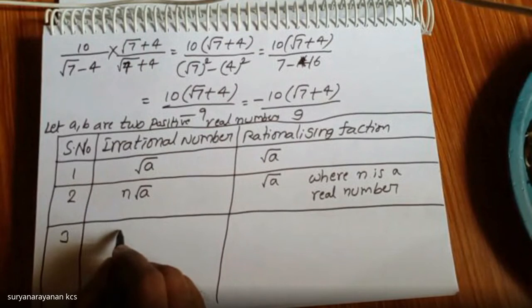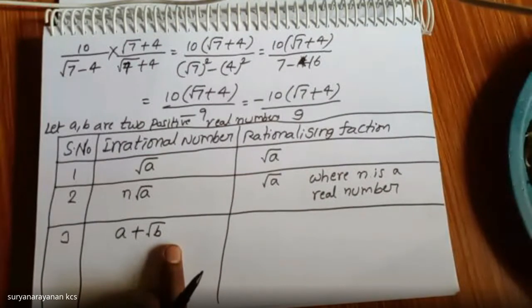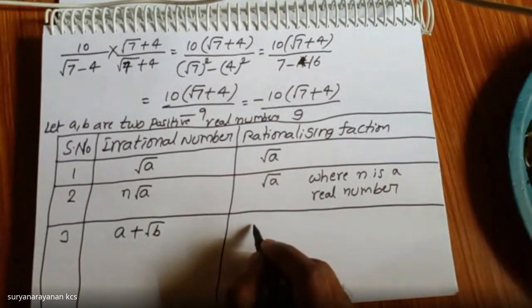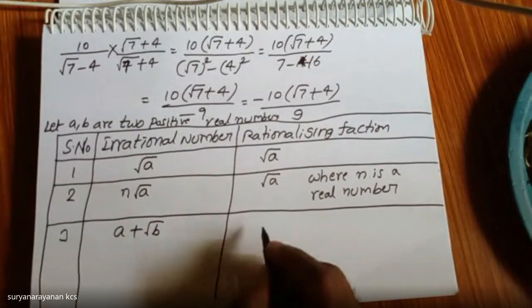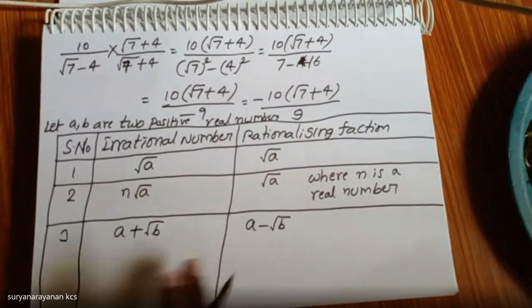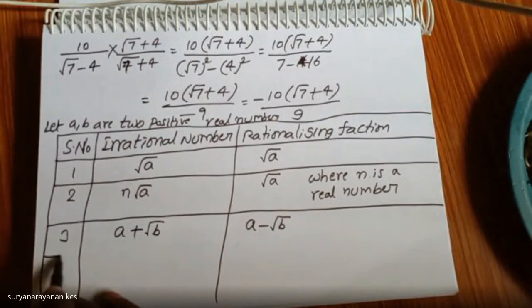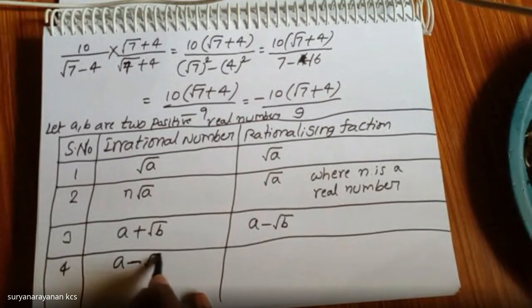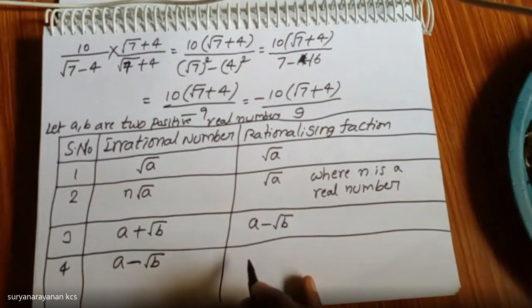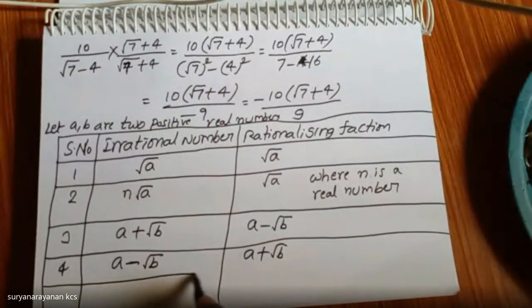Okay, my children. A plus root B. Then what is its rationalizing factor? Can you tell me the rationalizing factor of this irrational number? Anyone? A plus root B. Previously I told you just to change its sign. Here plus is there, just keep minus here. Similarly, A minus root B, what is the rationalizing factor? A plus root B.